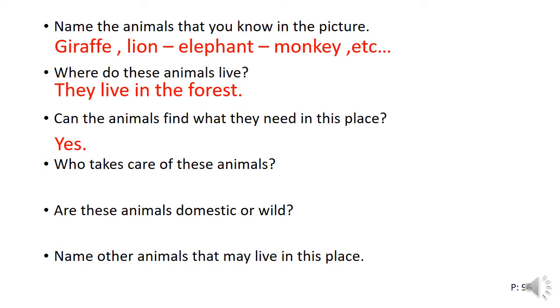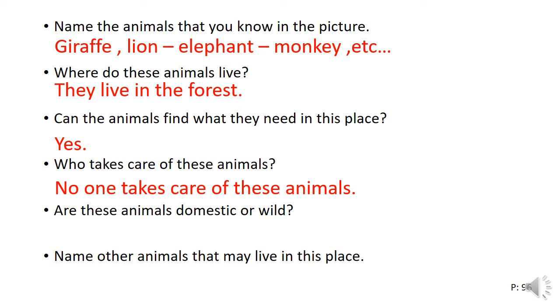Who takes care of these animals? They live alone inside the forest. So no one takes care of these animals. Are these animals domestic or wild? These are wild animals. We have already finished this part. The animals that live inside the forest are called wild animals. But the animals that live inside the garden or can live with us, we can care about them, these are called domestic animals.